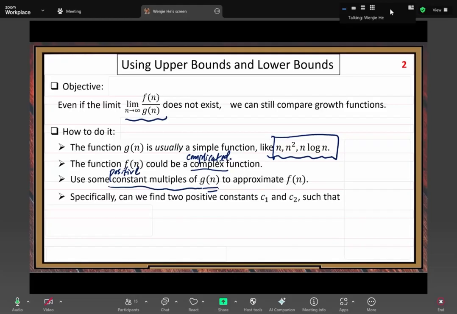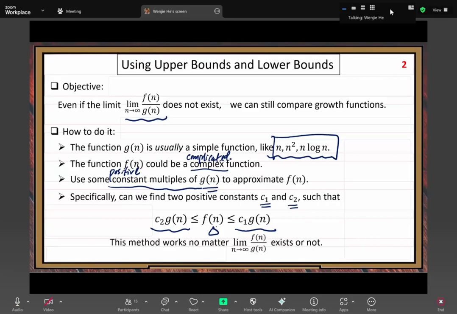Specifically, can we find 2 positive constants C1, C2 such that this inequality holds: C2 multiple of g function less than or equal to f function, and less than or equal to C1 multiple of g function? One upper bound, one lower bound. A 2-sided approximation, from the lower bound side and the upper bound side, to approximate f function. If we can do that, because these 2 functions are in the same category of g function, can we say f function is also in the same category of g function? That's the reasonable conclusion, right?